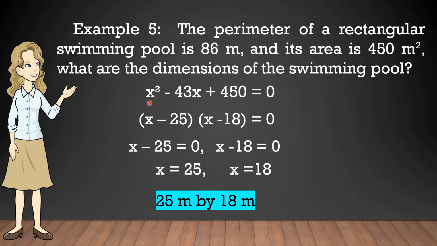Our equation now is x squared minus 43x plus 450 is equal to 0. What are the factors? The factors are the quantity x minus 25 times the quantity x minus 18 is equal to 0. Then, zero product property. x minus 25 is equal to 0, so x is equal to positive 25. The other one, x minus 18 is equal to 0, so x is equal to 18. So the dimensions of the swimming pool are 25 meters by 18 meters. Okay, so that's the fifth example.